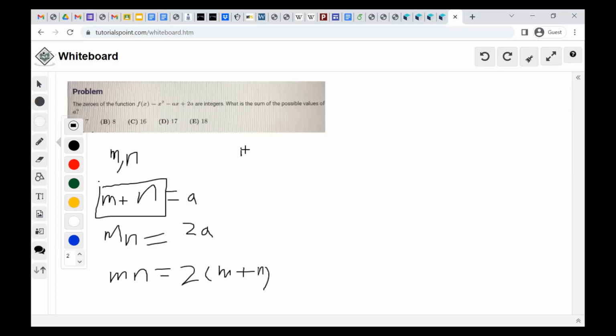So that means that mn, since we know mn equals 2 times m plus n, and since m plus n equals a, 2 times m plus n is 2a, so mn equals 2a, right? Then mn minus 2m minus 2n equals 0. And then we can use Simon's Favorite Factoring Trick and add 4 to both sides.